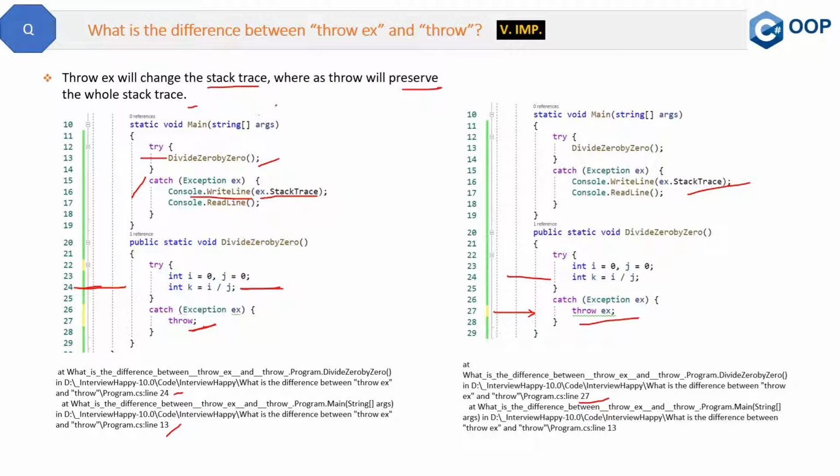As per the definition also, throw x will change the stack trace, and because it has changed the stack trace, it is not the actual stack trace, so that is incorrect. That's why it is a best practice to use throw only, as it preserves the whole stack trace. Now let me show you the same thing in the code also.